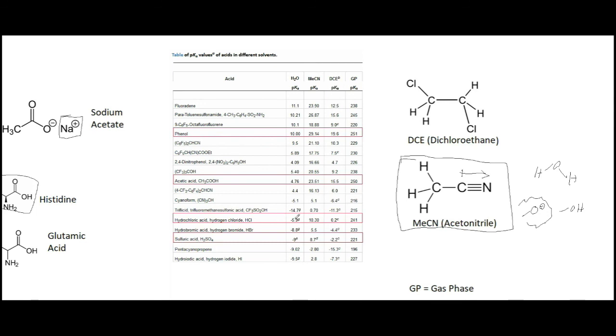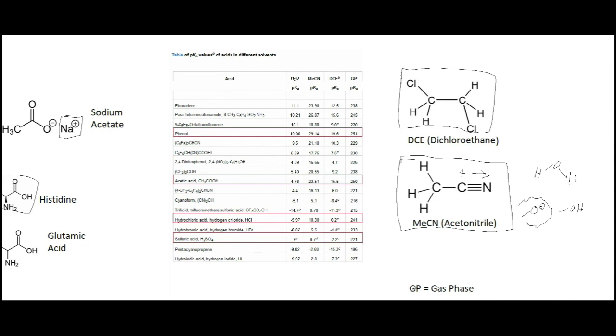Hydrochloric acid, which is almost -6 pKa in water, goes up to 10.3. Sulfuric acid, -9, goes up to almost +9. And then if we are in dichloroethane, which is this molecule right here, we see that we go up in our pKa, but not as dramatically as in the acetonitrile.